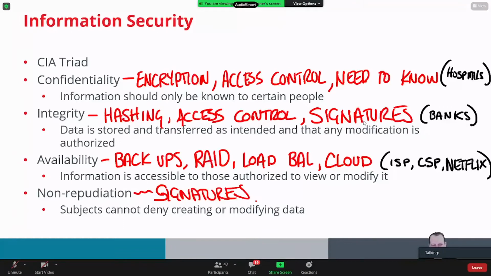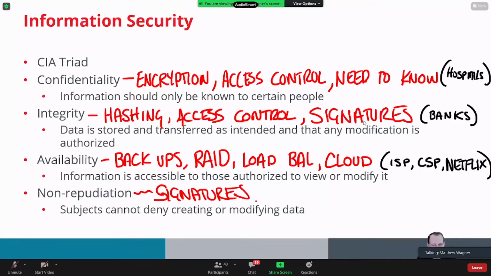The idea behind non-repudiation is that we can tell exactly where data came from and that it was not tampered with. That someone cannot deny having created something and or modifying it. We know where it came from and that it hasn't been tampered with. This is heavily tied to integrity, but it goes past that, right?